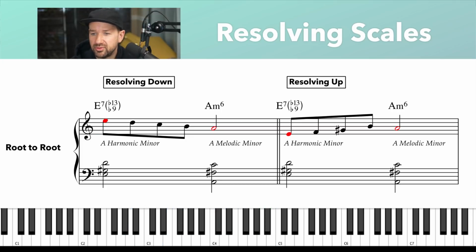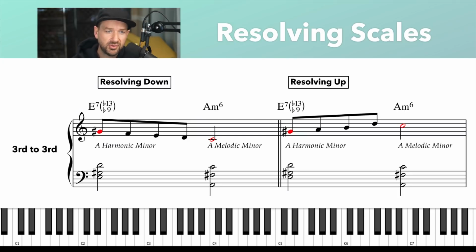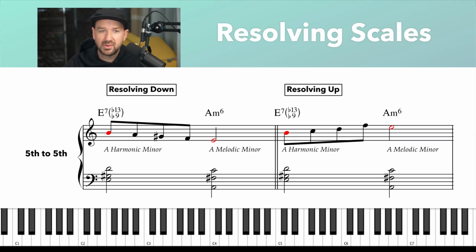What about third to third? Oh, it's root to root. Here's third to third. It's, again, the same principle. Going down that A harmonic minor, and we land on our A melodic minor for A minor. Going up, we have to do the same thing where we go above our target, third to third, above. You can hear how there's a lot of Sonny Clark in this, you know what I mean? Bud Powell. And then we can, of course, do the same thing, fifth to fifth.